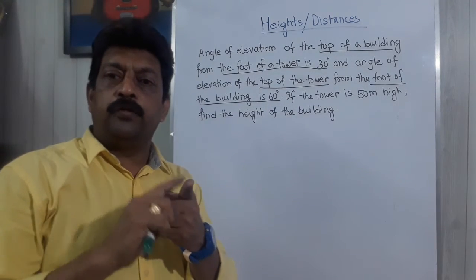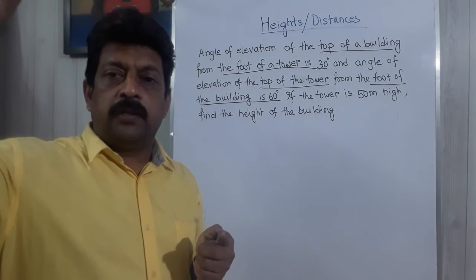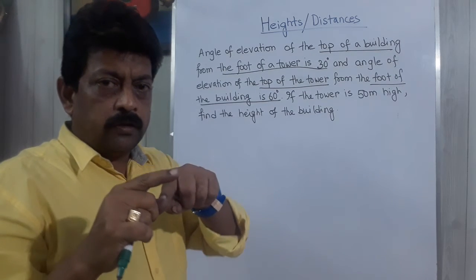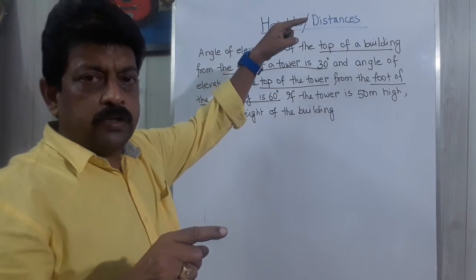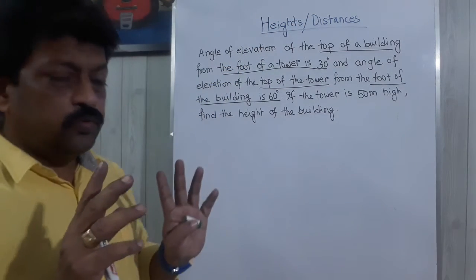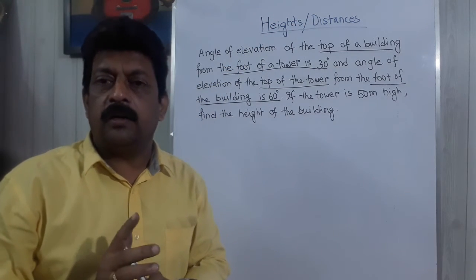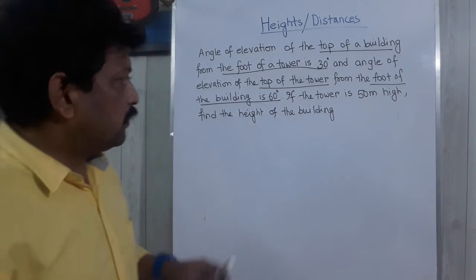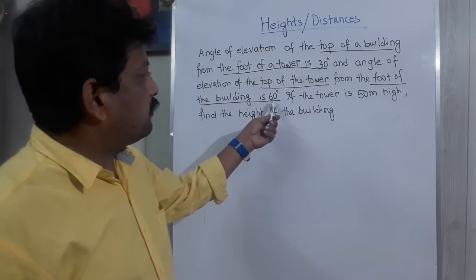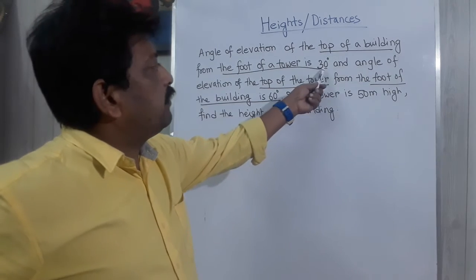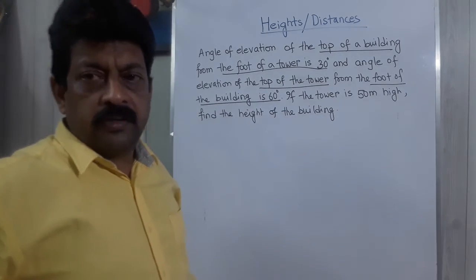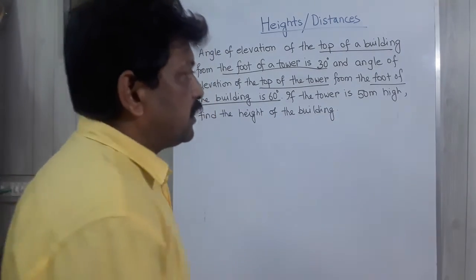So from the foot of the tower, the angle of elevation of the building is 30 degree, and from the foot of the building, the angle of elevation of the top of the tower is 60 degree. Now from these two statements, it is quite clear that the tower is taller than the building, because the angle of elevation of the tower is 60 degree and the angle of elevation of the building is 30 degree. So we have to draw a diagram to represent the tower and the building.